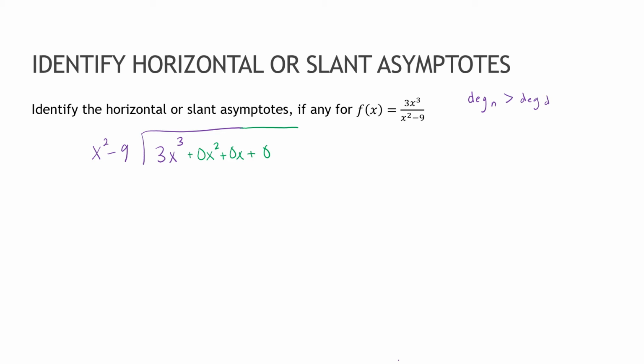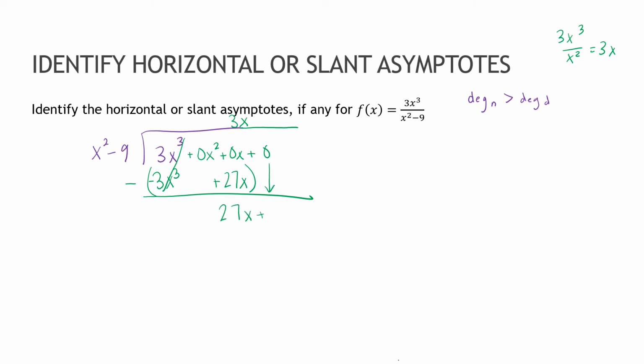So to divide, I'm going to take x squared and say, well, I'm going to have to take that times 3x to get 3x cubed. And again, I could have done the 3x cubed divided by x squared to figure that out, just like I did before. That gives me 3x times x squared is 3x cubed. Minus 9 times 3x is minus 27x. These guys cancel because I'm subtracting, so I'm adding the opposite. 0 plus 27x is 27x.